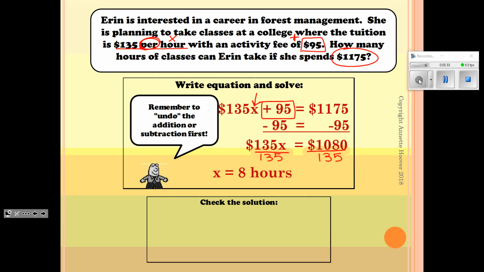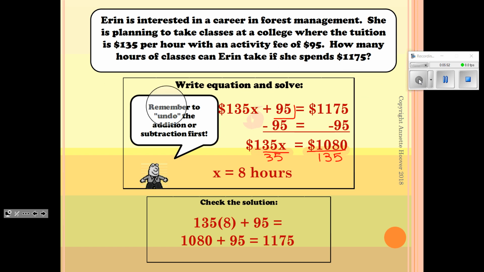Again, we can check the solution. We think it's 8 hours, so we're going to plug 8 in right here to hours. So that would be 135 times 8 hours plus the $95 activity fee. We do our multiplication first, and that would be 1,080 plus 95, and it does check. So she can take 8 hours of classes.